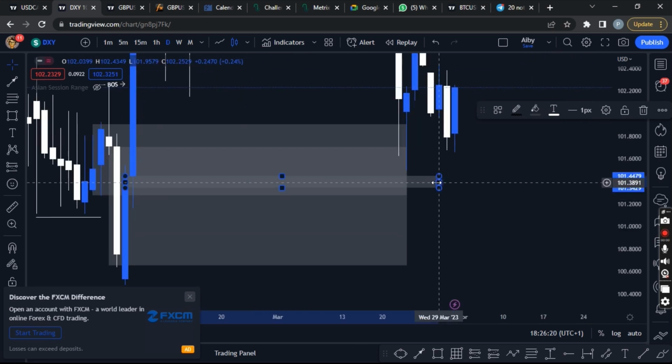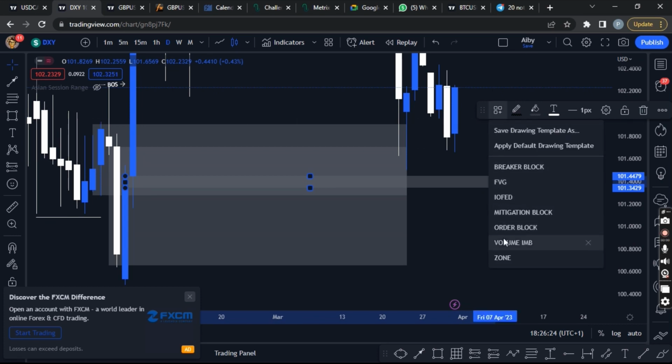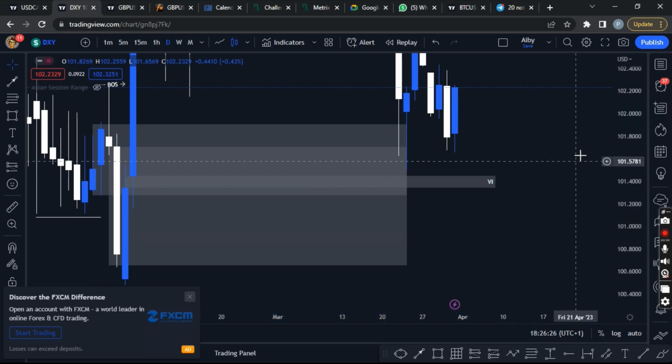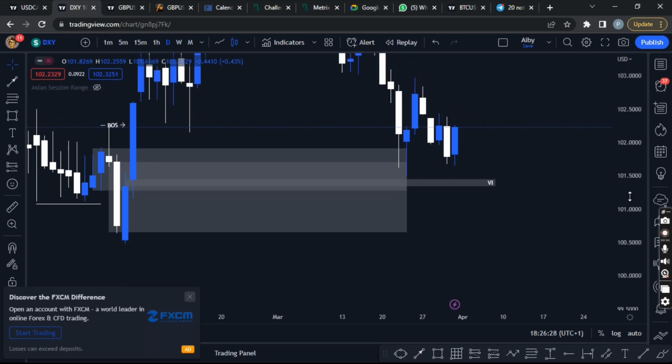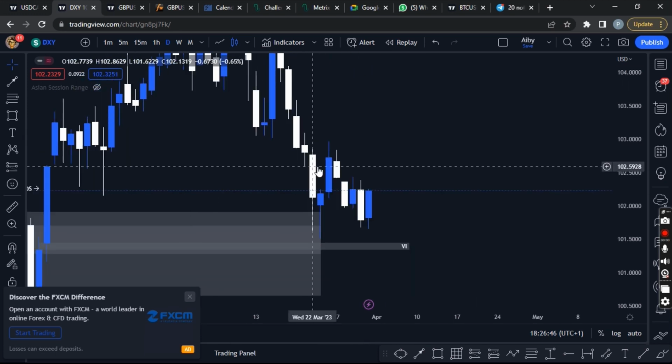This is what I will personally love to see price do, but that doesn't mean I'll just wait for the volume imbalance. I'm open to whatever the market offers. So once the market opens, I'll be ready to trade whatever the market has to offer. If the market doesn't want to reverse into the volume imbalance, it wants to move up from these two institutional reference points, which is the breaker block and the order block, I'll be okay with that.